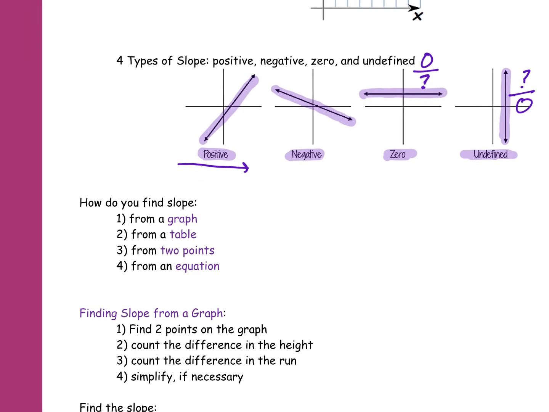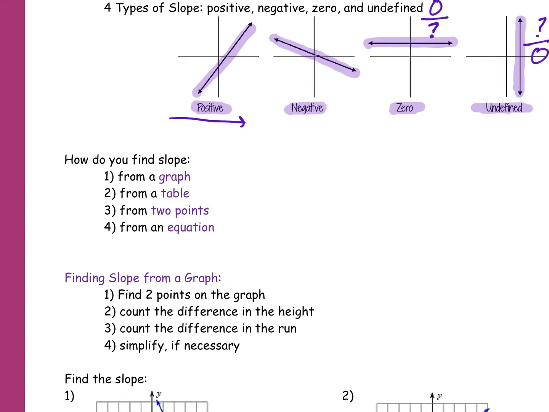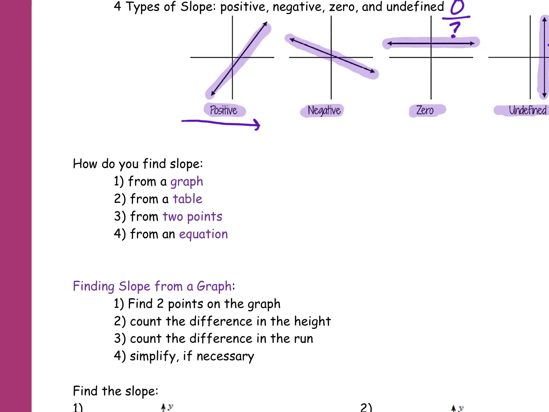Okay, so we're going to talk about today how do we find slope? How do we find slope from a graph? How do we find slope from a table, from 2 points? And how do we find slopes from an equation? So today we're going to do the first 3, from a graph, from a table, from 2 points. Tomorrow we're going to talk about finding it from an equation, because that one is really the hardest one. You have to manipulate the equation. Are we okay with that?